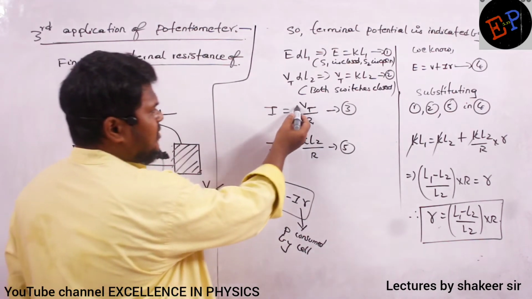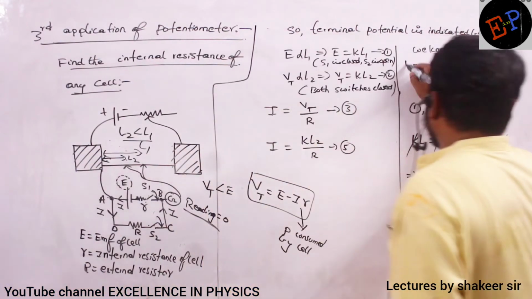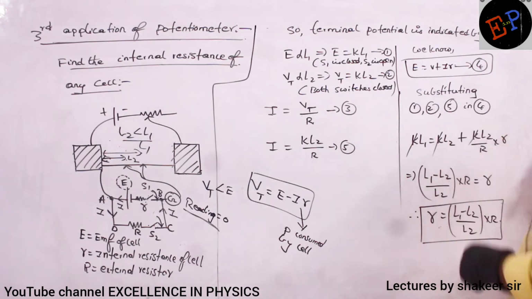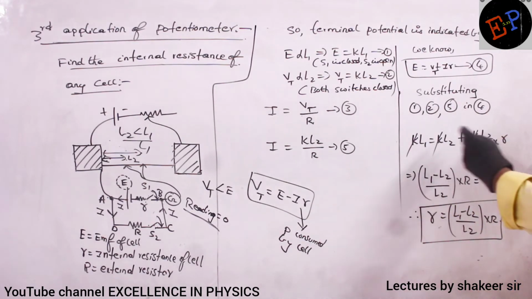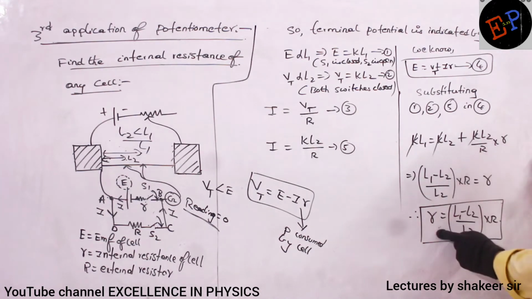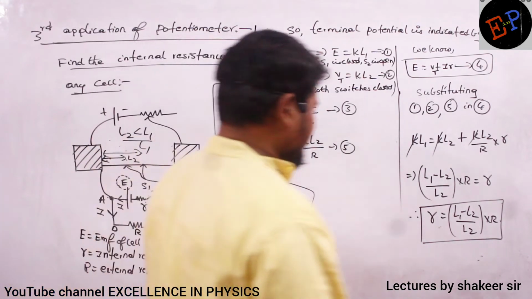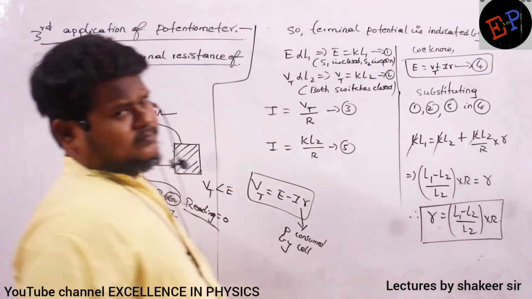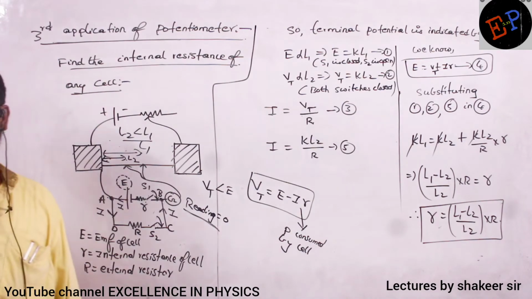For Vt I have already written the equation, K into L2. So that is the fifth equation. Now the relation between EMF and terminal potential is E is equal to Vt plus I into r. Now take the first equation, second equation, fifth equation, and substitute here. Then K, everything will get cancelled, and this is the equation of internal resistance. So r value is (L1 minus L2) by L2 multiplied by R. That is one of the equations to calculate the internal resistance of a cell.